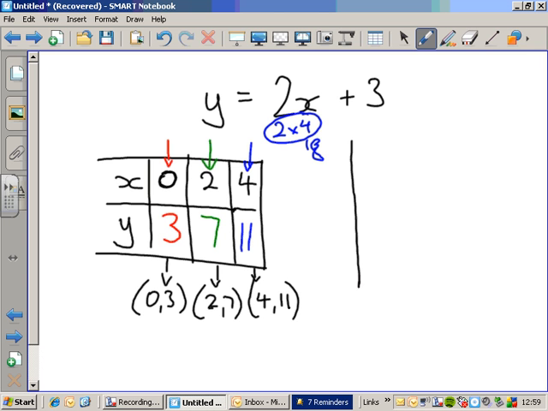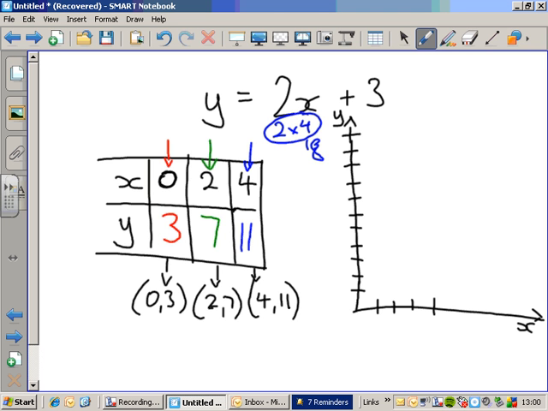And I'll just sketch one here. And we'll go 1, 2, 3, 4. And we'll go 1, 2, 3, 4, 5, 6, 7, 8, 9, 10, 11. And that'll be nicely labelled for clarity, our x and y axes.